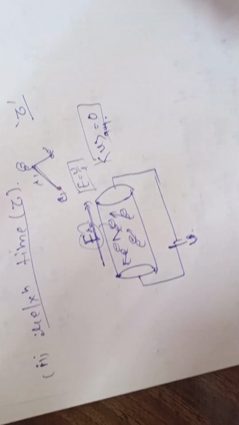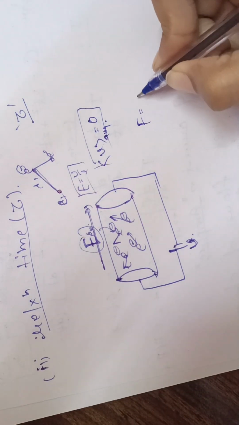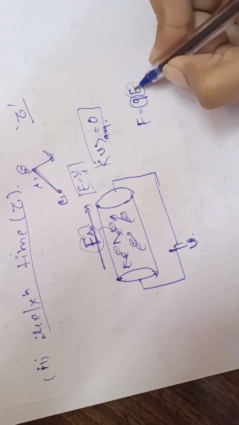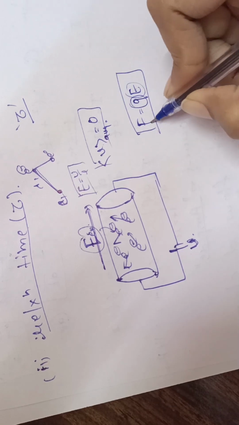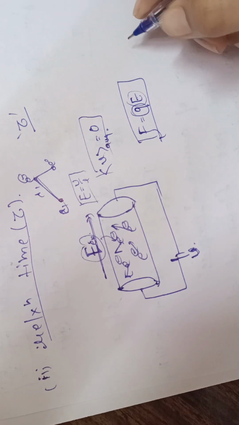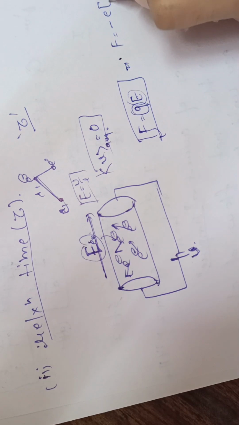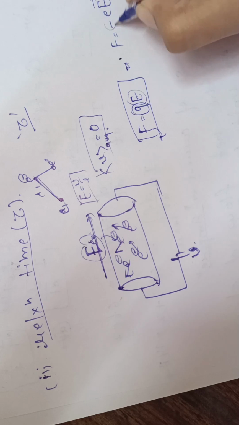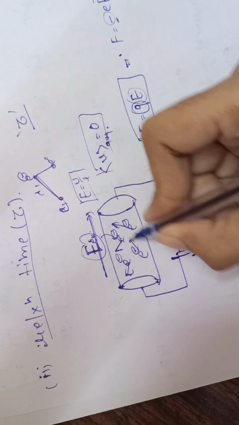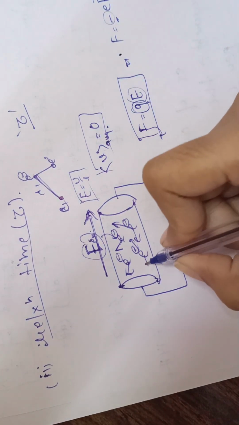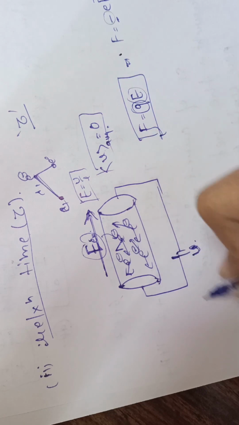We know that force in an electric field is QE, where Q is the charge and E is the electric field. This is the formula of a force in electric field. Then the force on the electrons will be minus eE. The negative sign indicates the opposite direction from the electric field: if the electric field is in this direction, then the electric force will be applied in the opposite direction.